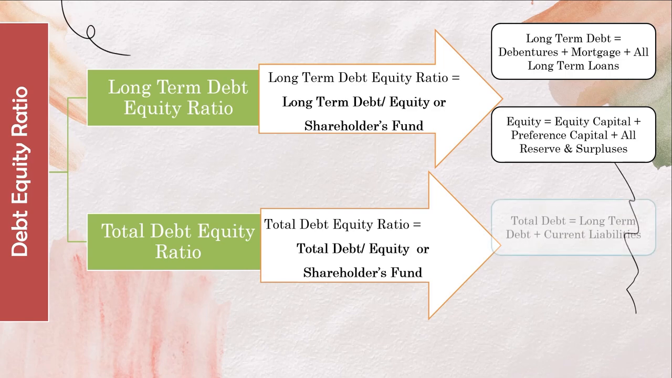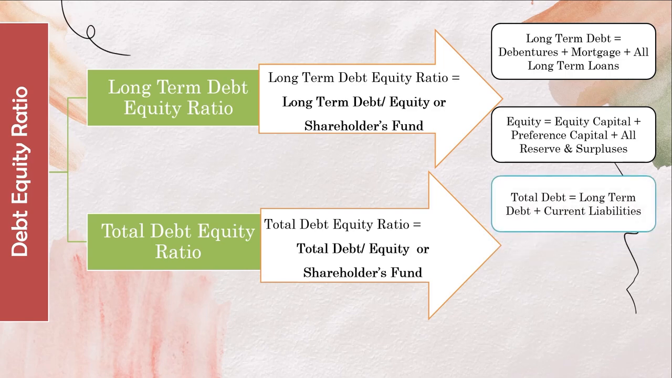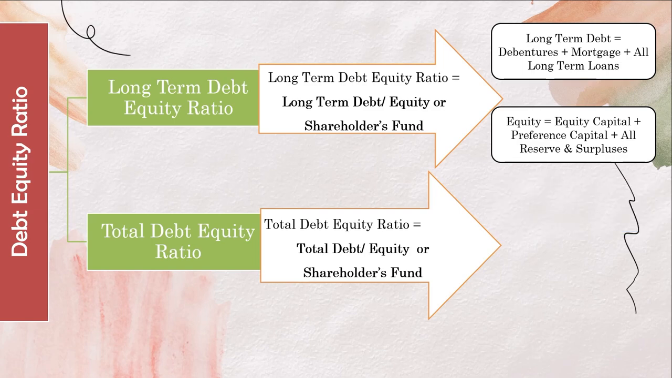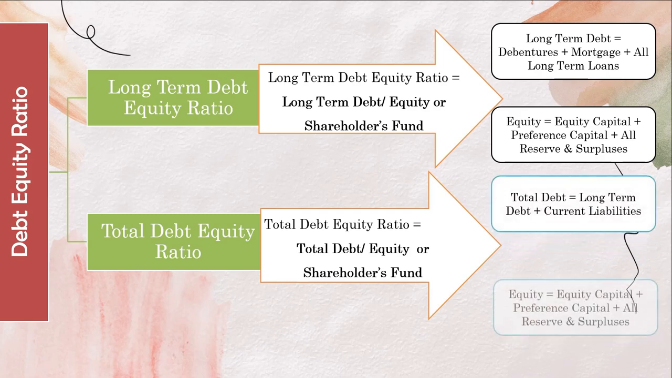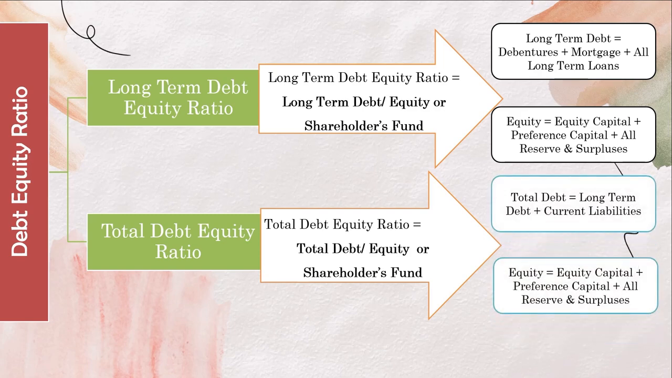By looking at the formula, you can identify two components, total debt and equity. Total debt should be calculated by adding long-term debt plus current liabilities. We already discussed the equity portion. It is the shareholders fund, calculated by adding equity capital, preference share capital, and all the reserves and surplus.